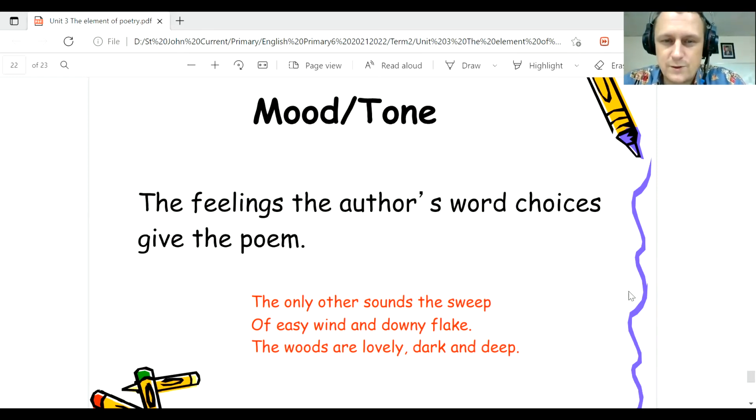The mood or tone, the feelings the author's word choices give the poem. This is always a difficult thing because there's no simple formula. You cannot say 4 + 3 = 6. Oh, does it? Oh, wait, it equals 7, right? Well, never mind.